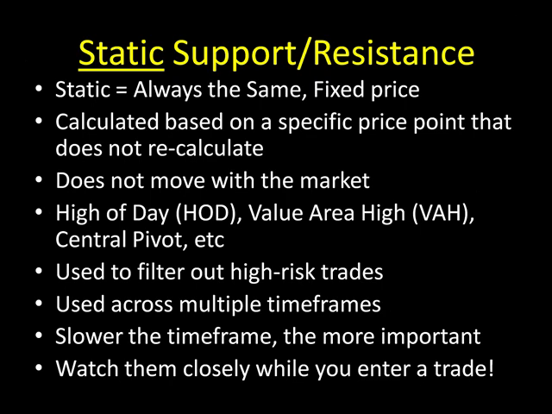Now, static is a term we use to describe always the same, or a fixed variable, or in this case, a fixed price. So the word static is going to mean always the same, never changing. A static support or resistance level is calculated based on a specific price point that does not recalculate. It's not going to move with the market like a dynamic level of support and resistance will. Such things are high of day, your value area high, your central pivot. In other words, something that is a fixed price level and is not going to change with every tick of the market. Now, we use static support and resistance to filter out the higher risk trades, to put us only in the place we want to be.